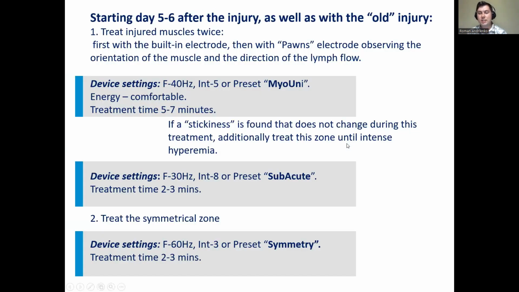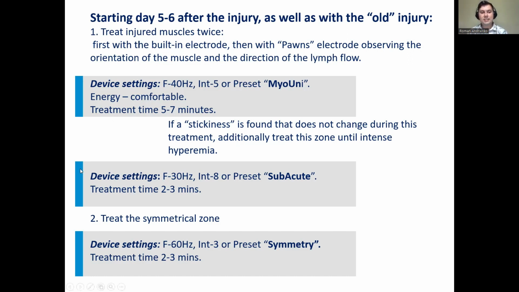To give you a good example for these kinds of presets, 5-6 days after the injury, as well as with an old injury, the old scars, we treat the injured muscles twice. First, we treat them with the built-in electrode, then with the Pons electrode, observing the orientation of the muscle and the direction of the lymphatic flow. I already saw the question about the lymphatic pathways. Don't worry, we'll get to that.